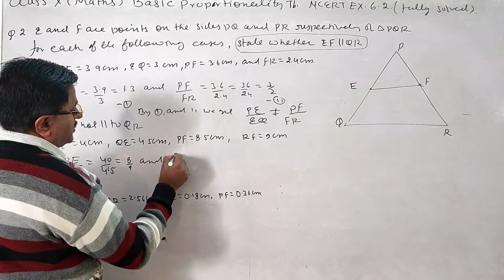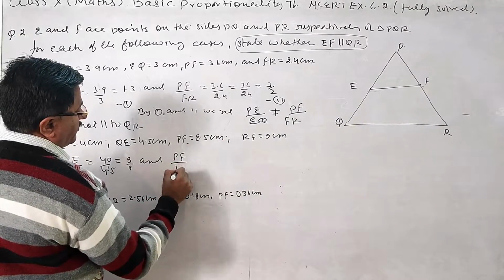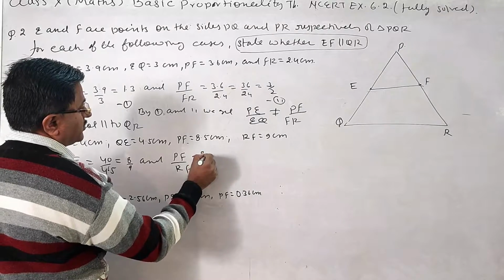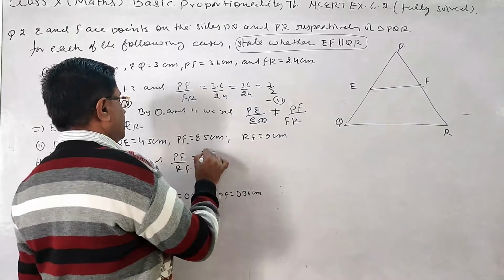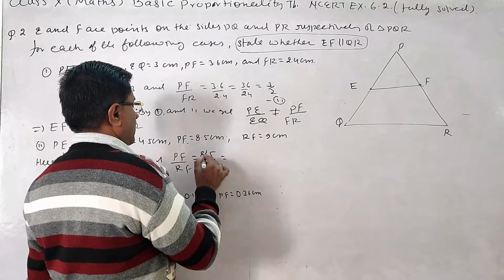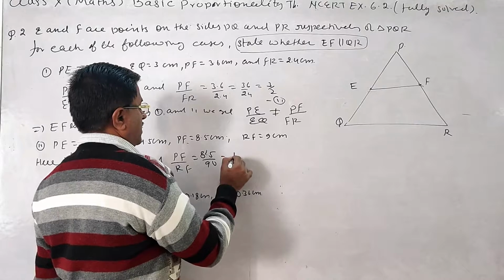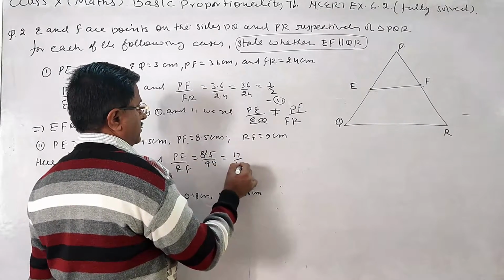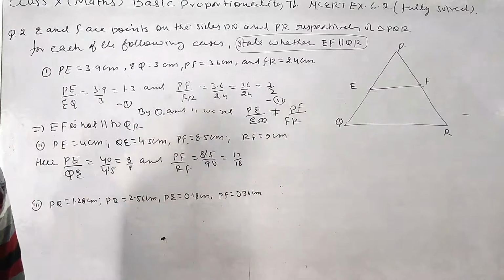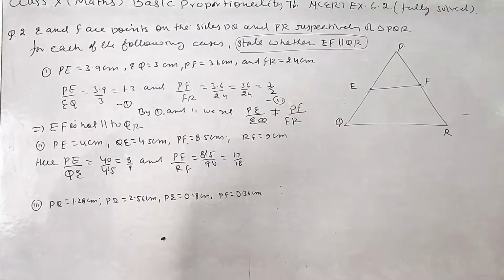And PF divided by RF, that is 8.5 divided by 9. So if you remove the decimal this is 90. So again divide by 5, 17 and 18. So this is 17 by 18. Clear? So this will be the given ratio. That should be equal to 8 upon 9.